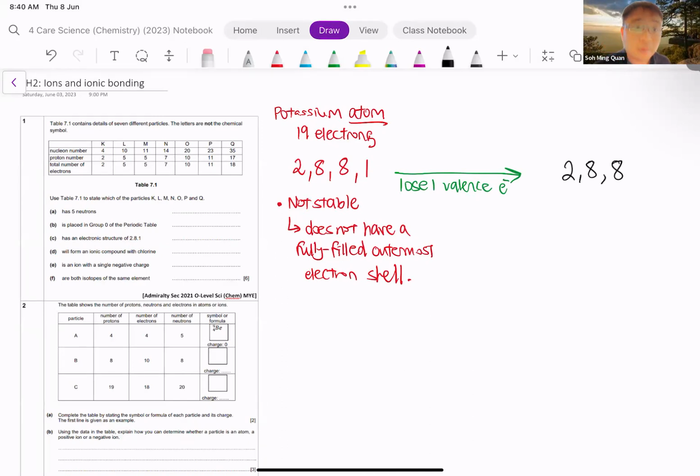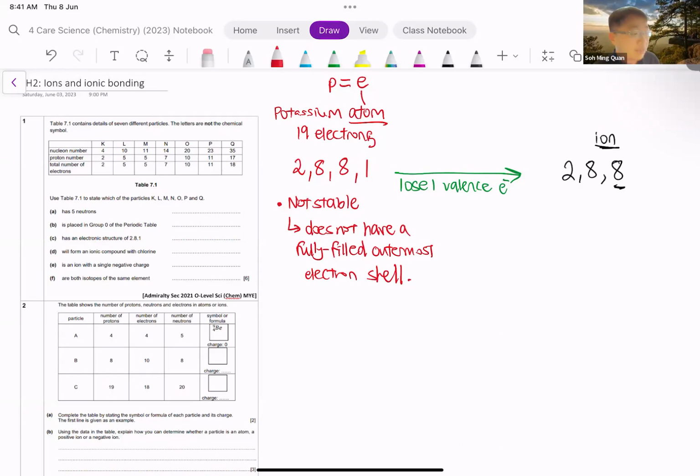After it loses 1 valence electron, it becomes 2, 8, 8. It loses that 1 electron in the outermost electron shell, and as a result, you can see now potassium has 8 electrons in its outer shell. But this is no longer an atom, it's an ion. Ions have charge, unlike atoms. Atoms do not have charge because the proton number is the same as the electron number. However, in an ion, because ions are formed by losing or gaining electrons, the number of electrons will no longer be the same as the protons.